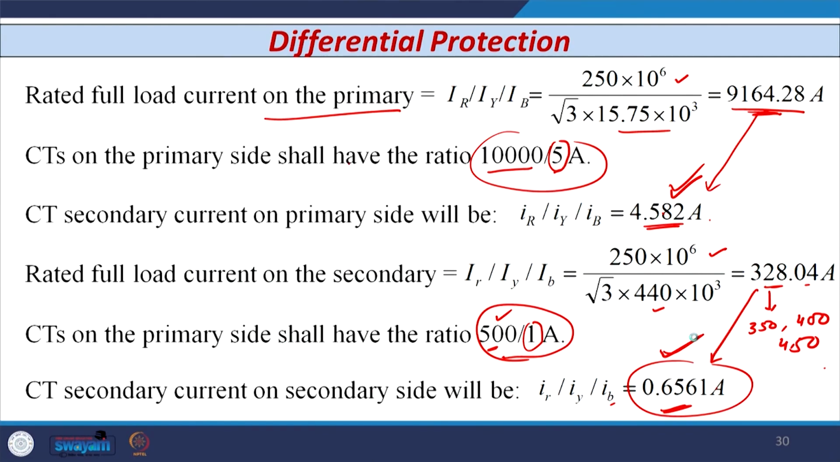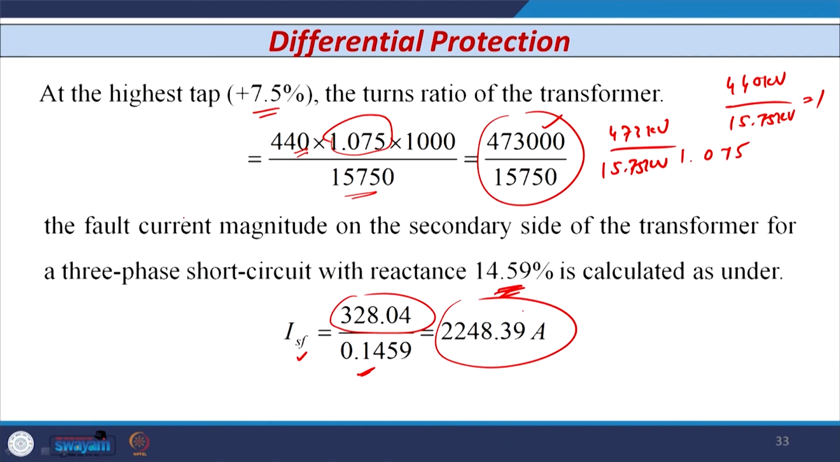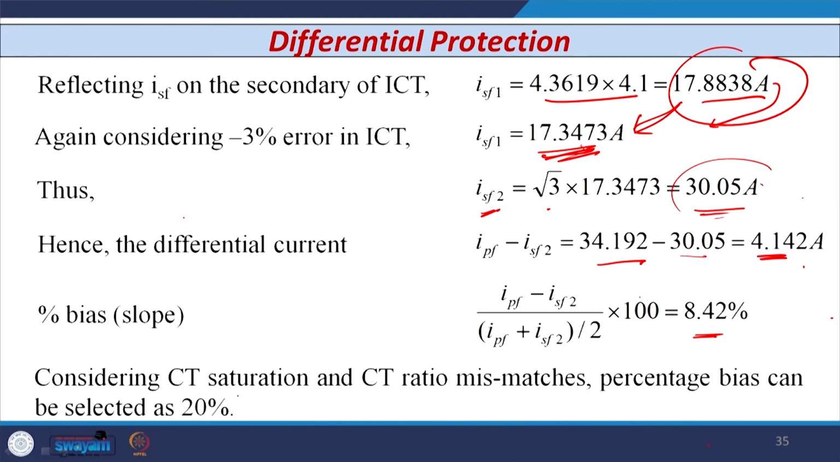Now see the setting which is already given in the data. If you refer to the data, the bias differential relay has a fixed setting of 15% of 5 ampere, and the other settings given are 10, 20 and 30%. So I could select this bias setting as 10%, but considering CT saturation and mismatch, I can go for the higher setting, that is 20%. We can consider 20%, and this value is also comparable to 15% of 5 ampere.